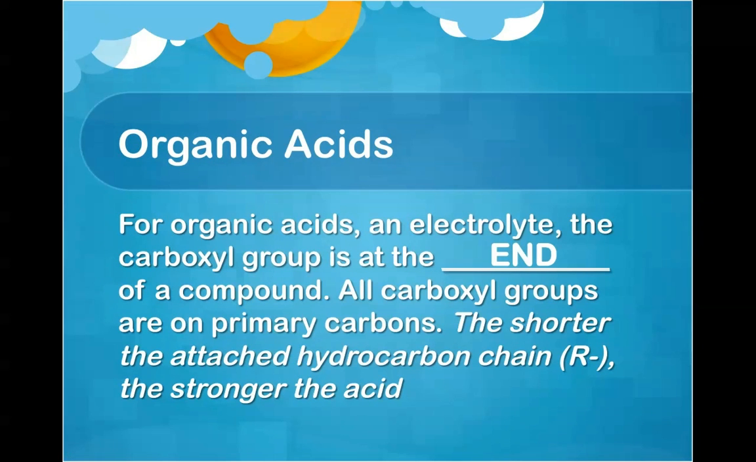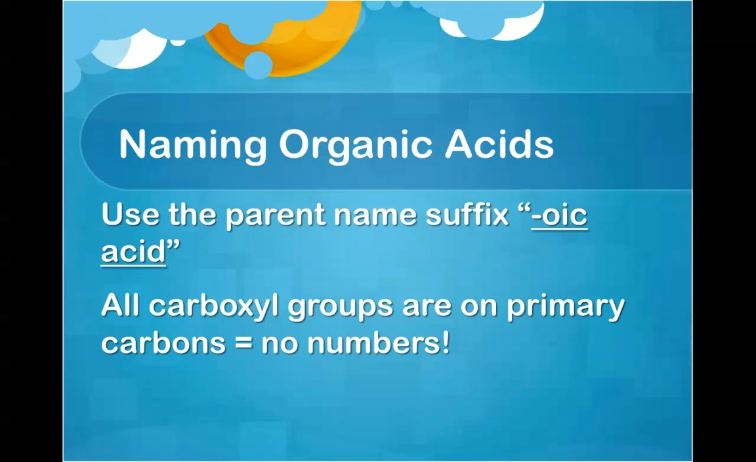Now for organic acids, remember an acid is an electrolyte. The carboxyl group is always at the end of the compound, so it's always on that first or primary carbon. Also note that the shorter the attached hydrocarbon chain, the stronger the acid. So when we go to name organic acids, we always want to use the suffix -oic acid. And again, because it's always on the end of a chain, on the primary carbon, we don't have to use any numbers.